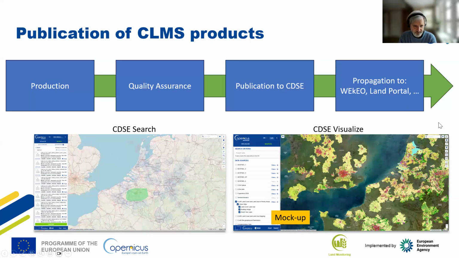and the Land Portal. What you see here at the bottom is the CDSE search interface, which is working, which is now the way I would recommend you to download and access the data. And you can search by keywords and or by hovering on the map. You can search and download the FUAs or the urban atlas areas that you would like to have. And then on the right, this is a mock-up.